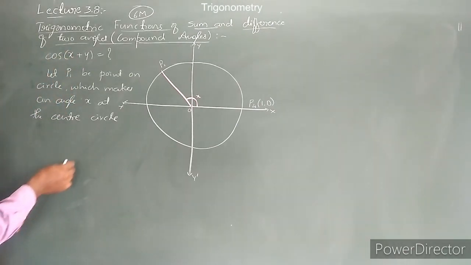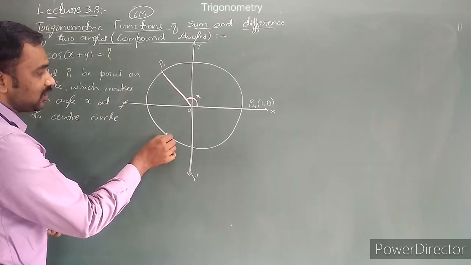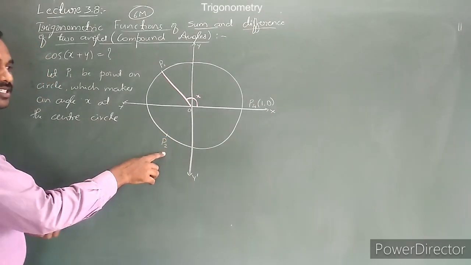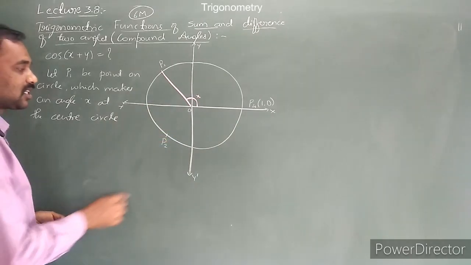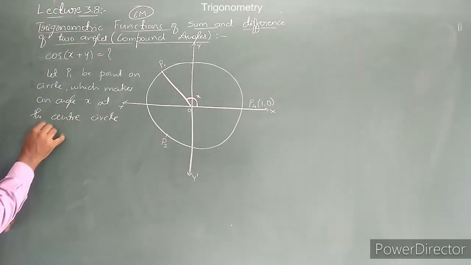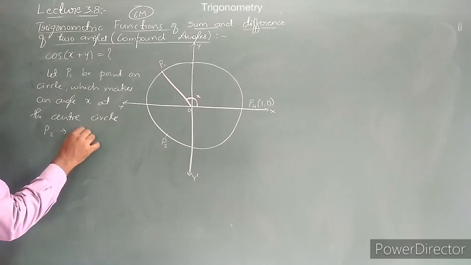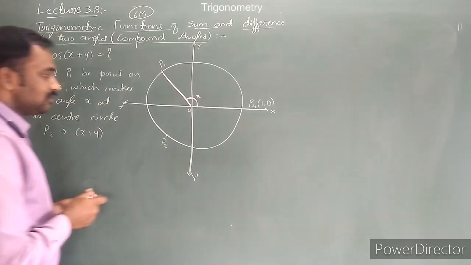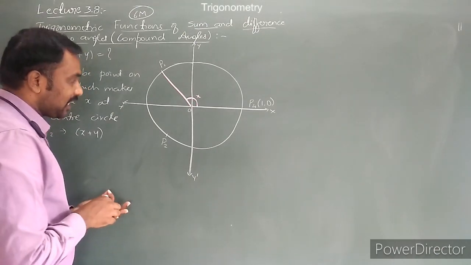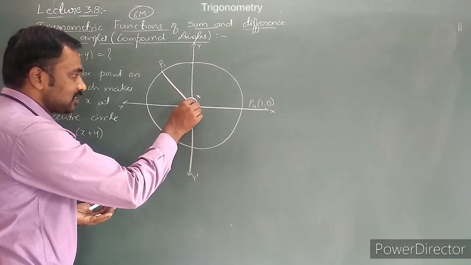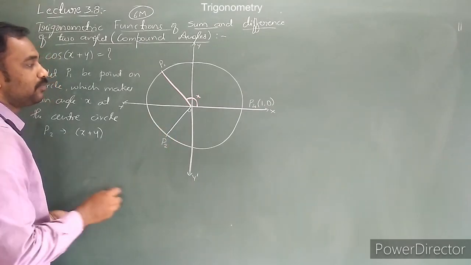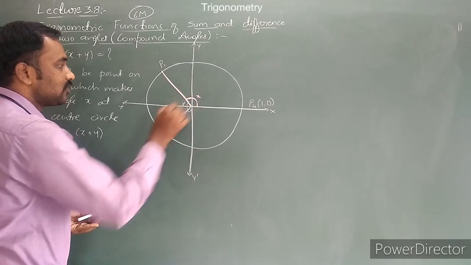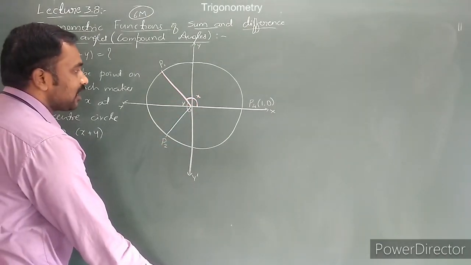Next, similarly, let P2 be another point. Let P2 be the point which makes an angle x plus y at the center of the circle. How is it x plus y? If I join OP2, from here to here it is the angle y.